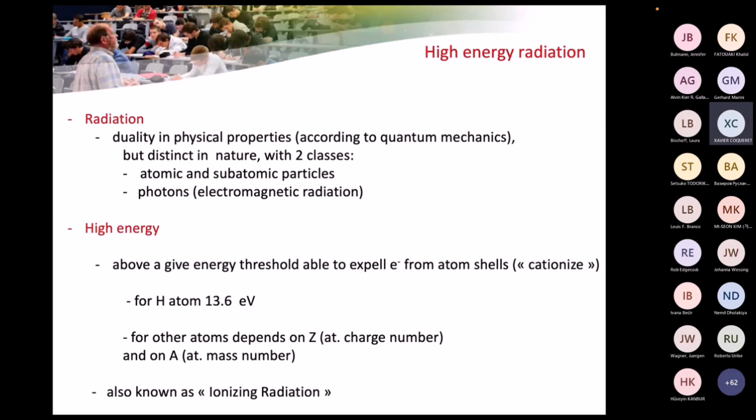The second term is high energy. This qualifies radiation carrying energy higher than the threshold able to expel electrons from atom shells, so to ionize atoms. This happens, for example, for the hydrogen atom with energies above 13.6 electron volts. For other atoms, the threshold energy depends on the atomic number and on the mass number.